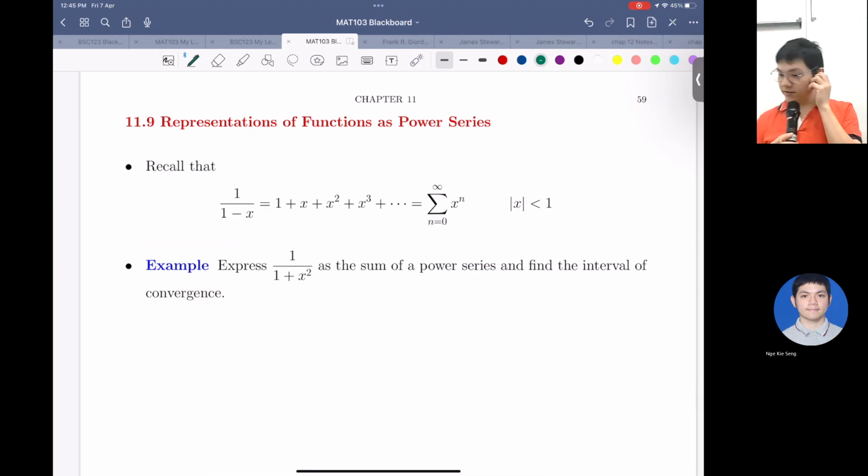So next is a representation of functions as power series. So you can write your function in terms of power series.